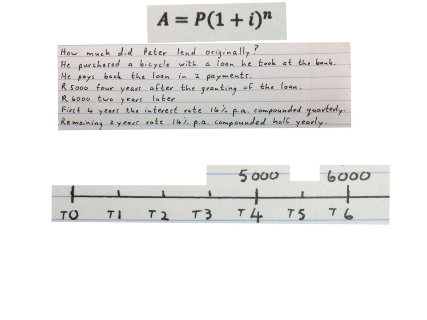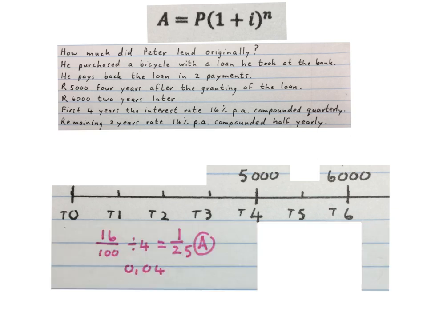We're going to say, what did he lend over here that grew to 5,000 over 4 years? And what did he lend over here that grew to 6,000 over 6 years? Then we add those 2 values. It's always good to work out what your I in your formula is for this time frame.